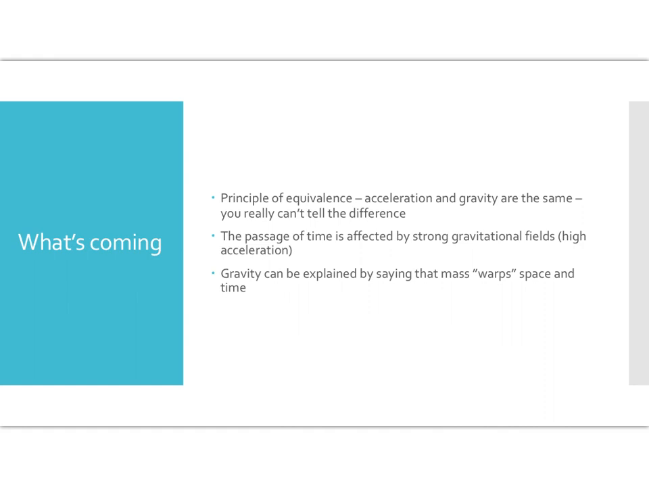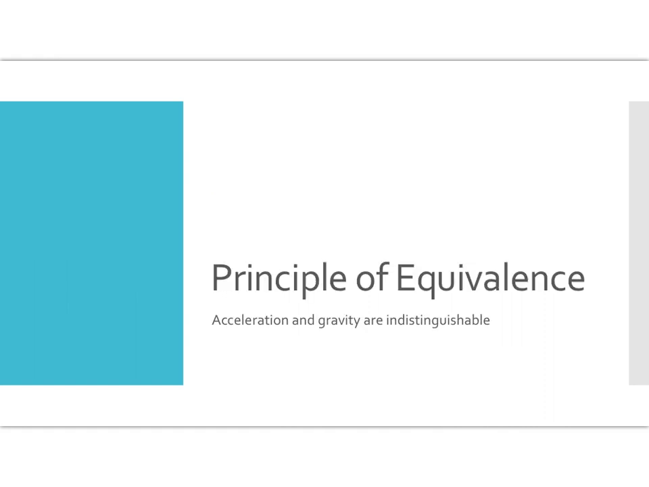They also found in general relativity that the passage of time was slowed down by strong gravitational fields, and that gravity can be explained by saying that mass warps space and time. A lot of crazy stuff. So let's think about the principle of equivalence.